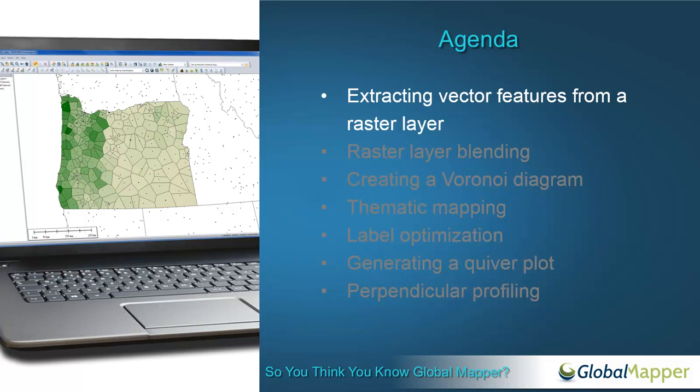Okay, so for the first exercise, we're going to run through a workflow where we're going to extract some vector features from a raster layer. Specifically in this case, our objective is going to be to create a linear feature, a line feature. And we're going to begin this process by, first of all, previewing the data that this line is going to be derived from.